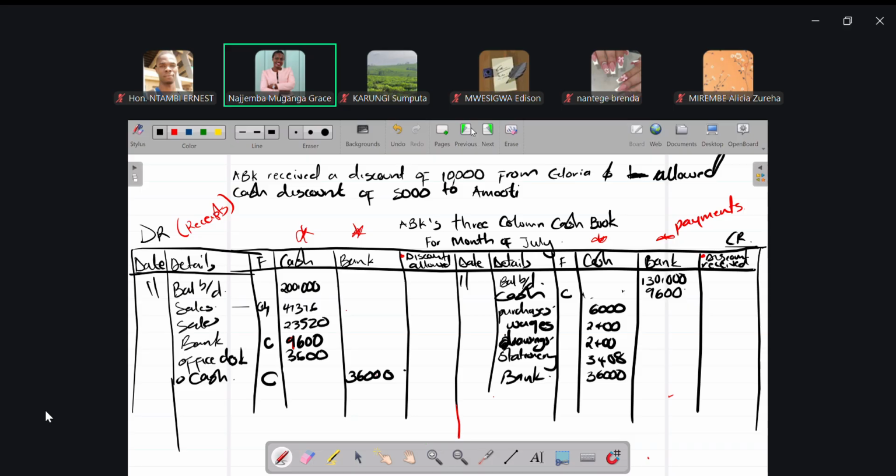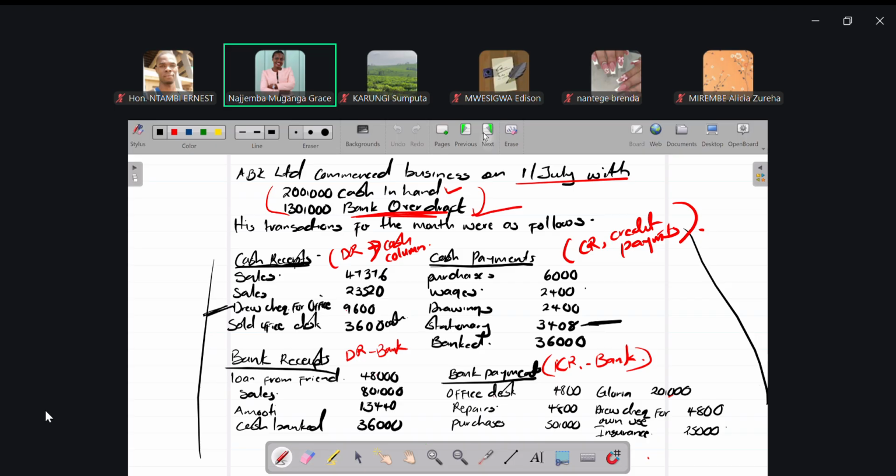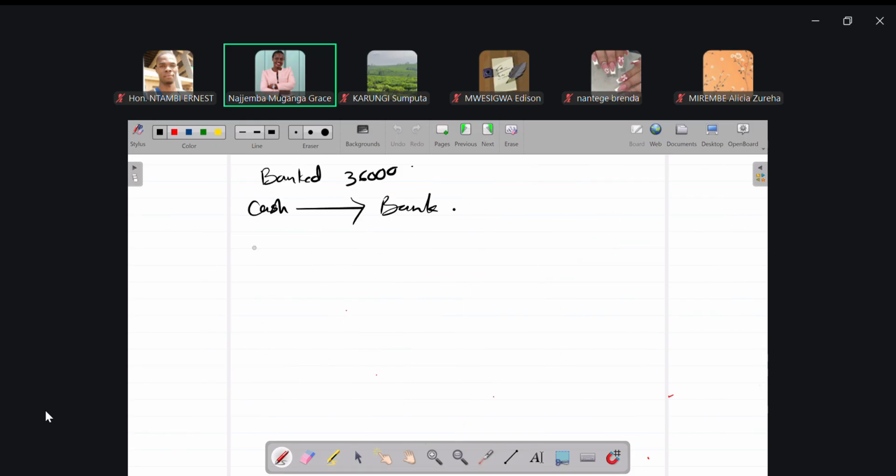Are we together? So those are some of the contra entries. They confuse them with some other entries such as withdrew. For office, we have looked at this. That's a contra. Cash, bank. So most of them are set in that format.